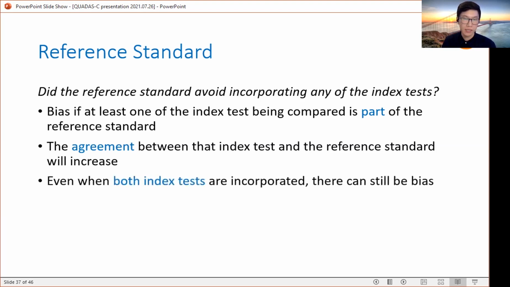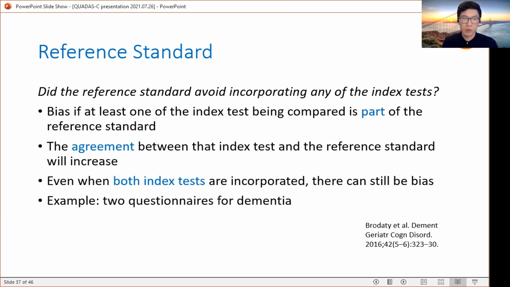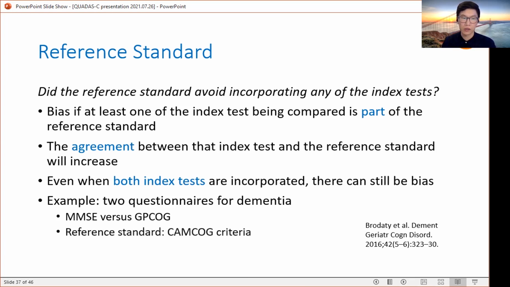Now, if one test is part of the reference standard and the other isn't, it's a clear case of risk of bias. But even when both index tests are incorporated, there can still be risk of bias because the weight or the degree to which each test is part of the reference standard might not be the same. For example, there's a study comparing two questionnaires for the detection of dementia. One is called MMSE and the other is called GP-COG. The reference standard was CAM-COG criteria, and it appeared that MMSE is a subtest within the wider CAM-COG criteria. So MMSE was actually part of the reference standard.